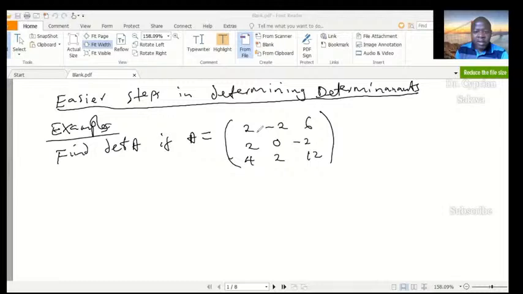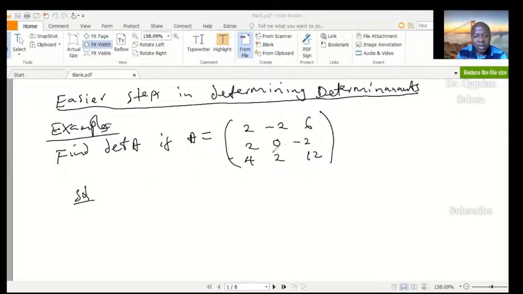And even to reduce my working further, I may want to introduce another 0 so that it may be here or here, so that this column has two zeros. Or I can introduce it either here or here, in this position or in this position, so that this row has two zeros. So I wanted to make it as easy as possible for myself. So let me find the determinant of this matrix.